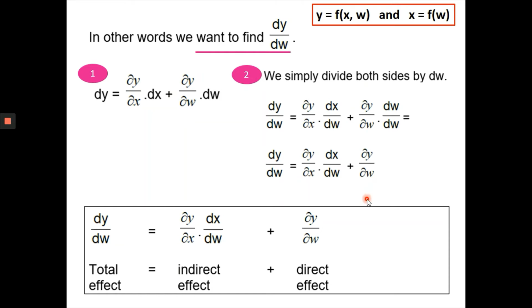And as we can see in the box at the bottom, the total effect, so the total change in y, will come from an indirect effect of the change in w and how that affects x, and then how x affects y. So that's the indirect effect of w on y. And then, of course, we have the direct effect, which is the direct effect of w on y.